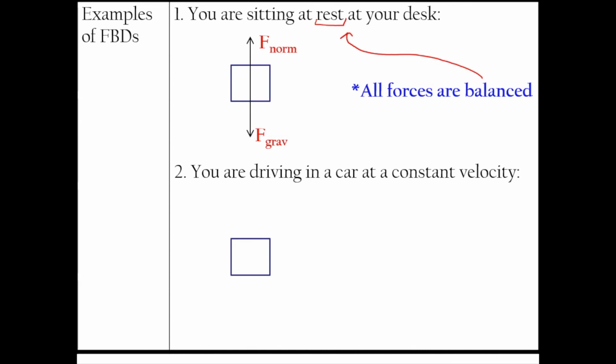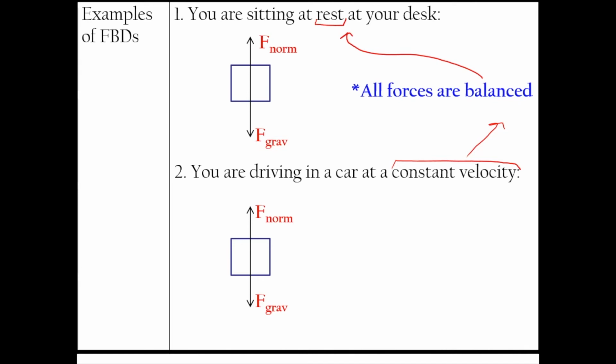Example number two is us driving in a car at a constant velocity. So again, constant velocity is going to mean that these forces are balanced. Like we said before, we always want to start with gravity. Then from there, we need to think, well, what is our car driving on? Well, it's not a flying car. We're not there yet. So our car is driving on the ground. The ground is the surface. Therefore, we're going to have a normal force pointing up from that surface.